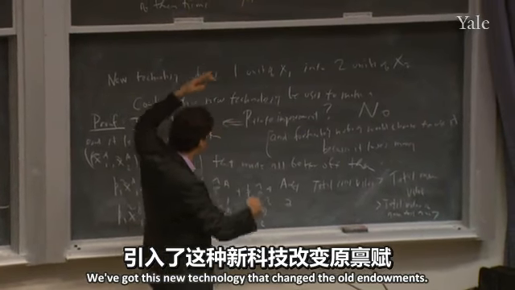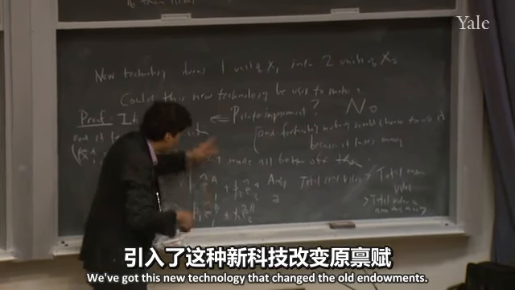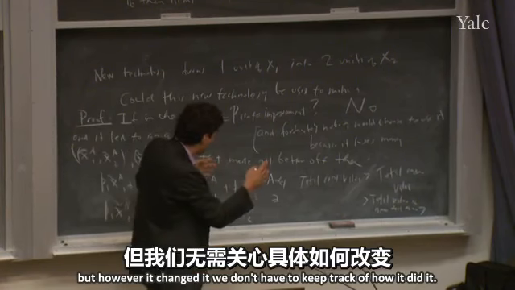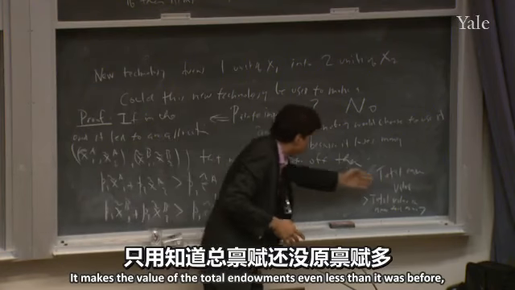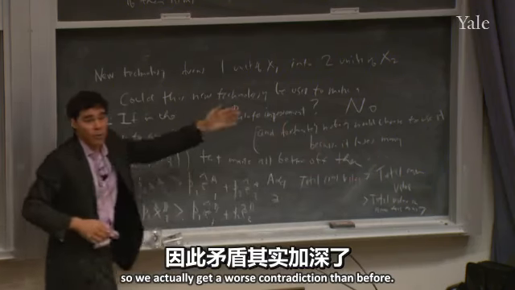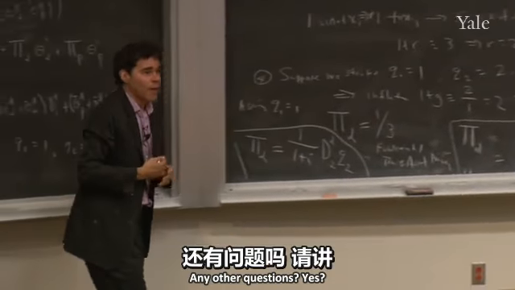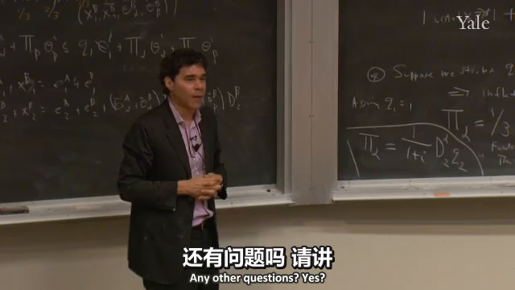We've got this new technology that changed the old endowments. But however it changed it, we don't have to keep track of how it did it. It made the value of the total endowments even less than it was before. So we actually get a worse contradiction than before. So it's a good question. So I thank you for the question. Okay, any other questions?